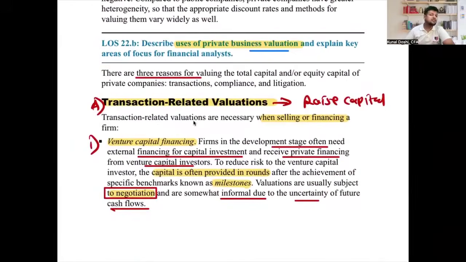First, we need to be clear why we are valuing a private company. There are three reasons for valuing such companies, correct? One is related to transaction. Transaction is where you're going to raise capital or you need funds, probably for getting enough funds for expansion. The second is compliance, and third is litigation. These are the three reasons for which people do the valuation of private companies.